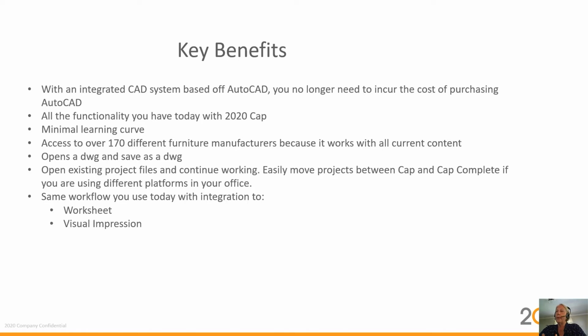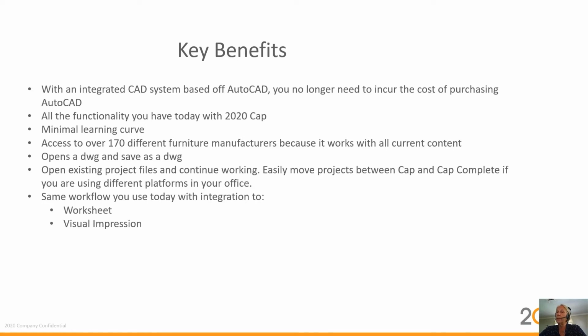So from a dealer principal or the person who is actually paying the bills, cost savings is always going to be very important. From the design perspective, all of the functionality you have today in 2020 CAP is available in 2020 CAP Complete, which means you're going to have a minimal learning curve and you're going to be able to be productive right away. You're still going to have access to over 170 different furniture manufacturers because it works with the current content that you're using.